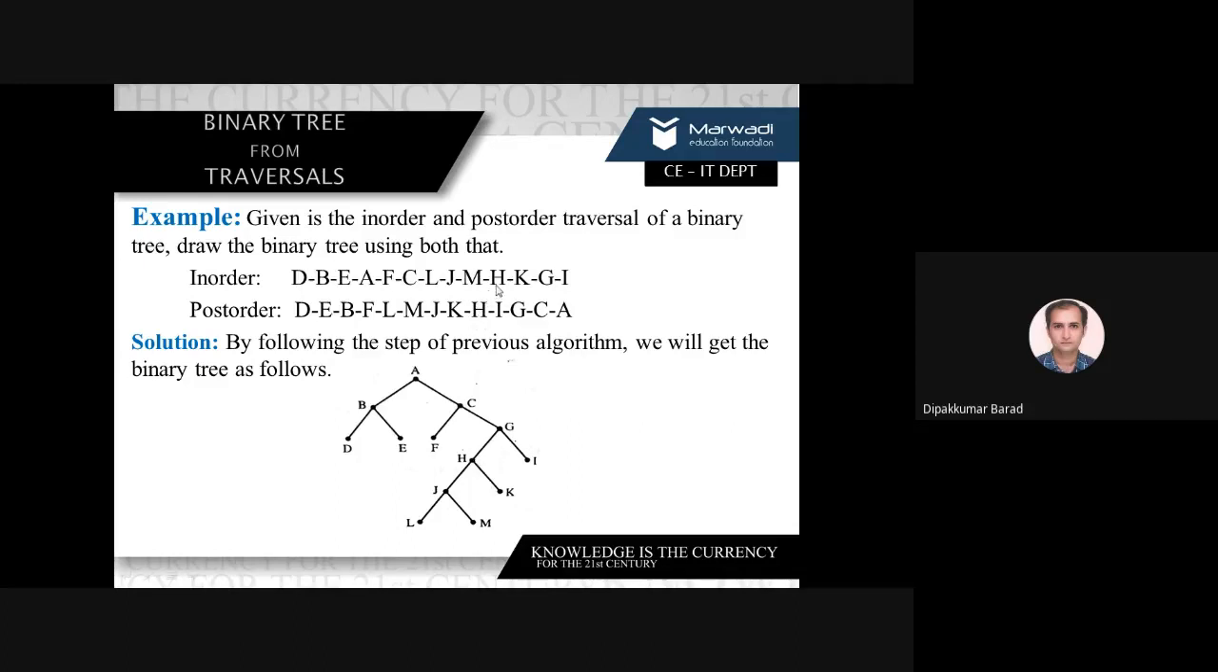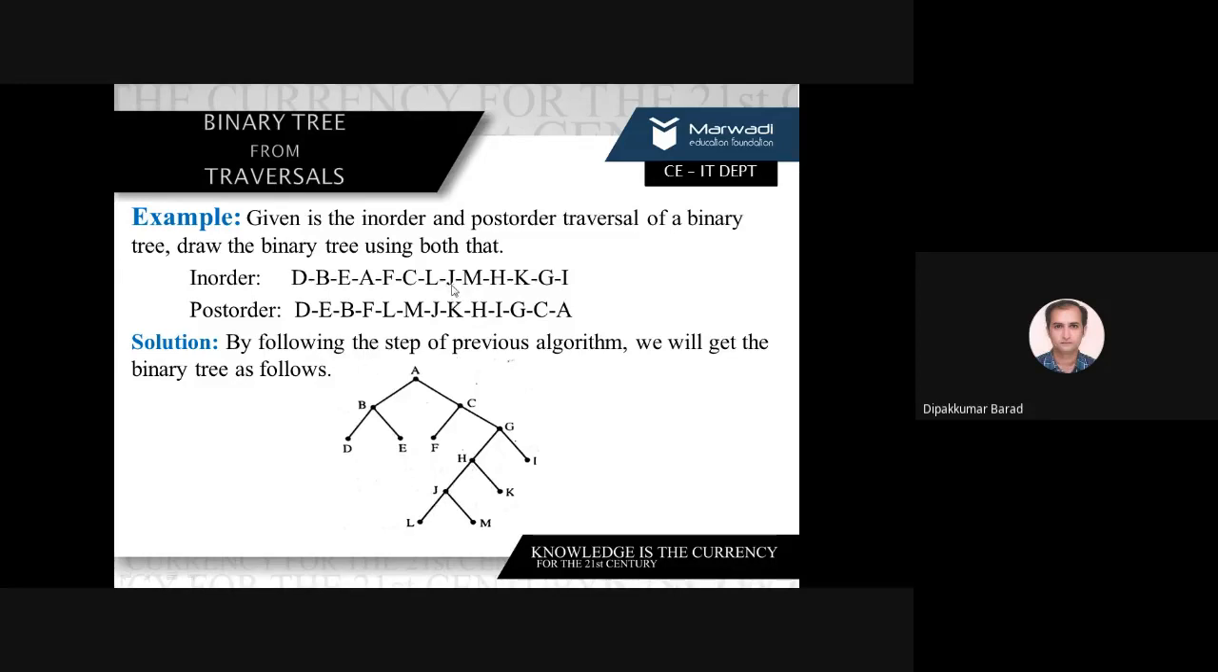Okay, now you have to look at H. On the left side of H we have L, J, M, and on the right side we have K, G, I, but G and I we have already used. So K is the right child of H. Now we have these three elements. Again you have to look here, H, K we have done. Now J. So J is the left child of H.